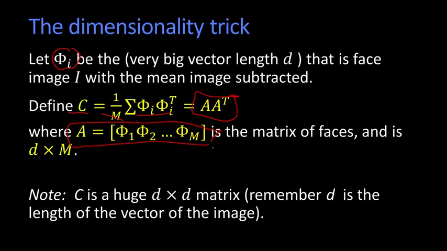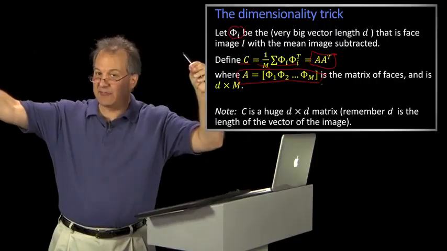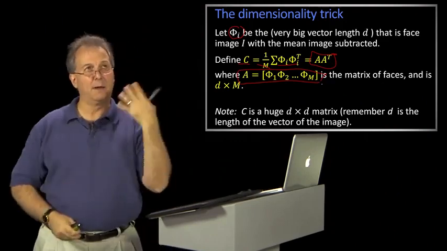That's what A is, and that means A A transpose. If I take D by M times M by D, I get what? D by D. That is a really big matrix. So if D was 10,000, this would be a 10,000 by 10,000 matrix. That's 100 million entries. If it was a million long vector, a D by D would be a million times a million, which is a million million, which is a trillion. That's a lot. You wouldn't ever want to do that.